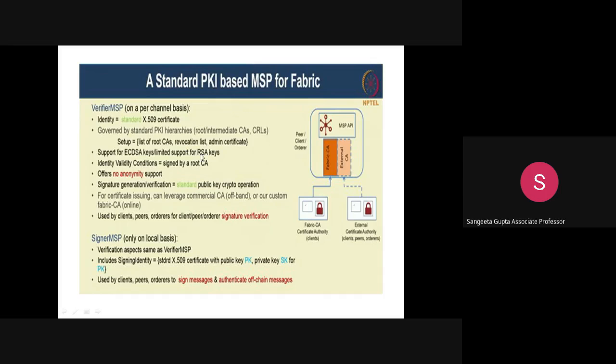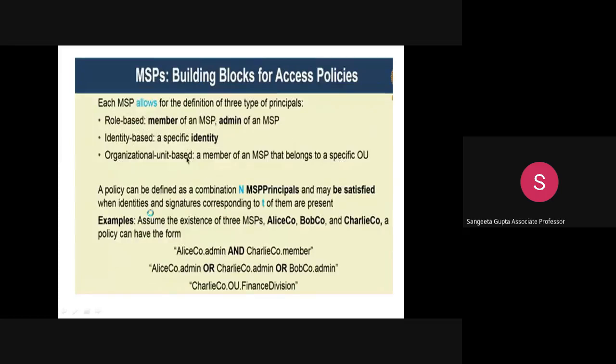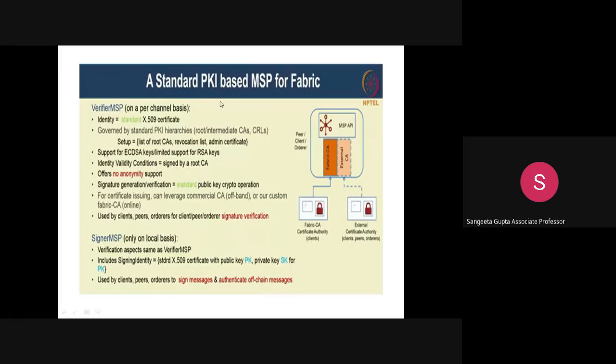Okay, and even RSA, the Rivest-Shamir-Adleman algorithm, is also supported, but it is not supported up to the mark. So by default, the algorithm which is supported to deal with the keys is ECDSA. And validation, as I said, will be carried out by the hierarchies across till you reach the root level, and it offers no anonymity support.